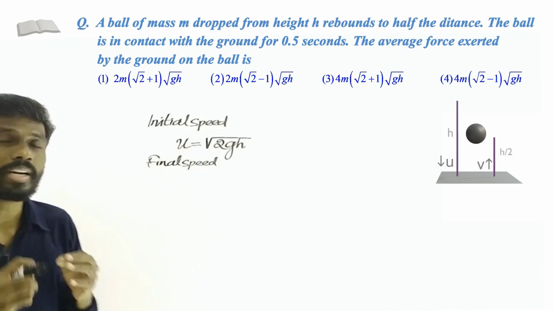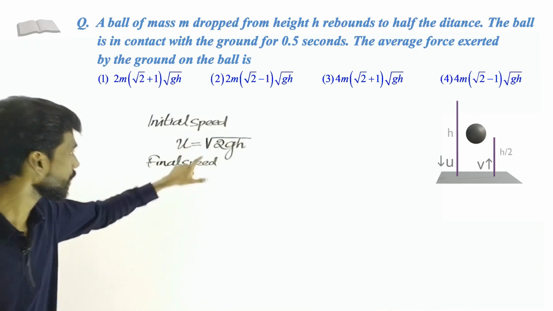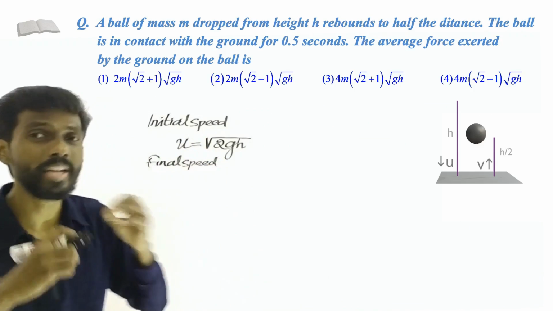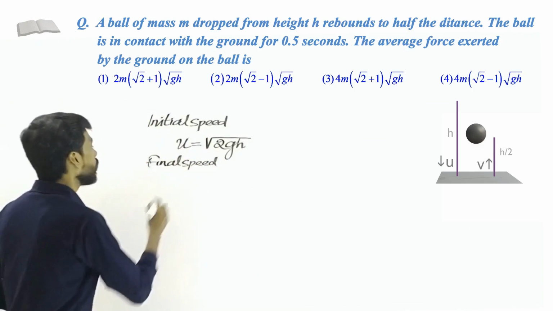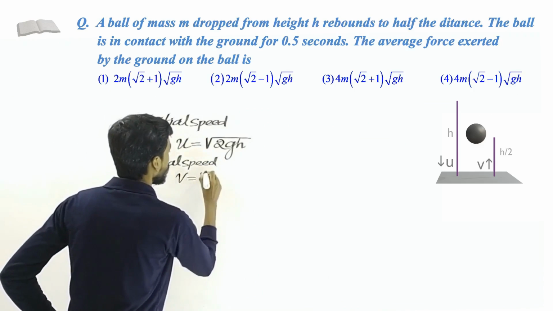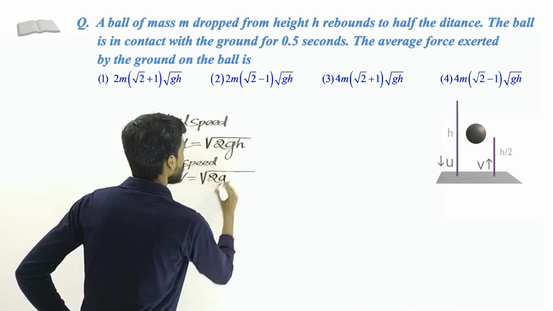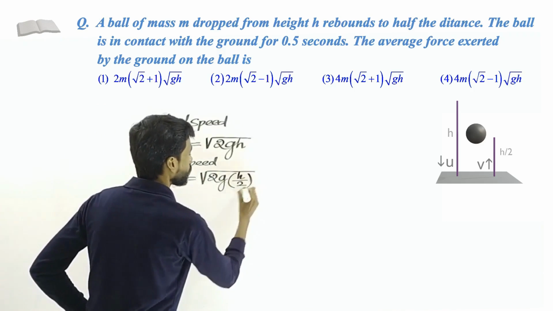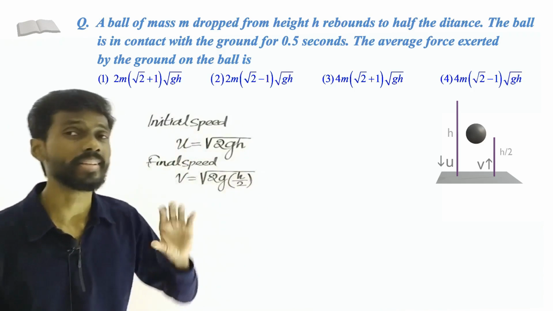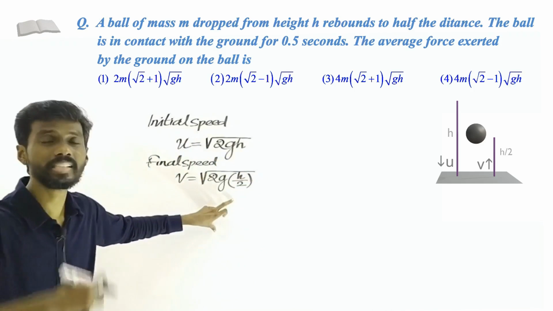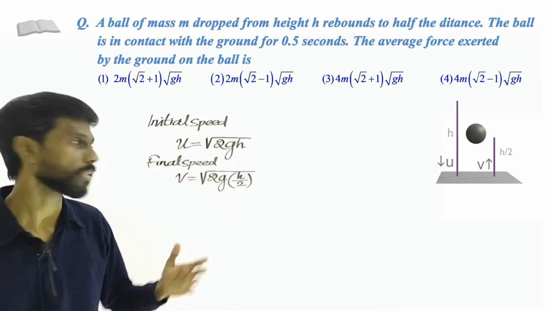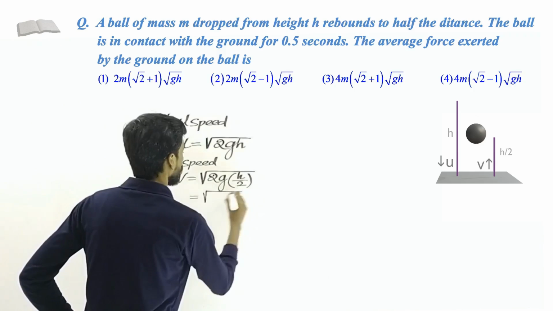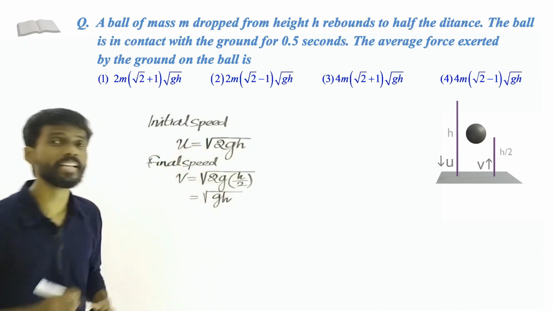But this time the ball rebounds only to half the distance. So the same formula can be used, square root of 2gh, but h is h by 2 here, only half the distance, not the same height. So the final speed v equals square root of 2g multiplied by h by 2. You understand? In the first case, the height was h. Now the height is h by 2. So the speed also changes. So this is the final speed. We can write it as square root of gh. So that is the final speed.